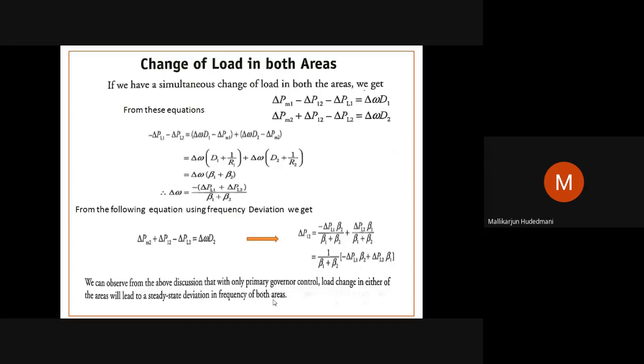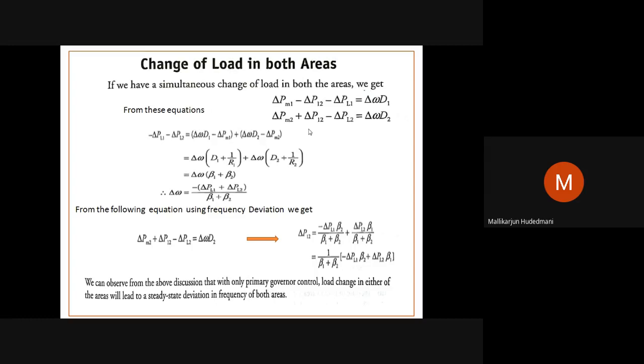Suppose there occurs a change in both the areas. We can quantify it further, having considered delta PL1 a change in load, delta PL2 a change in load in the respective area, and delta P12 as power exchange among the corporations. This we can take as a separate case study, considering load change in both the areas.